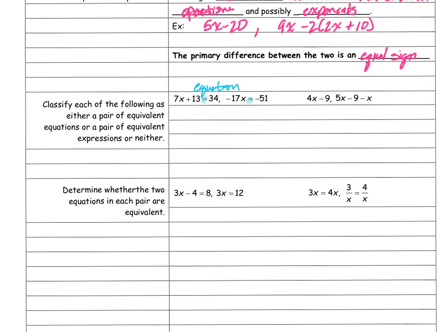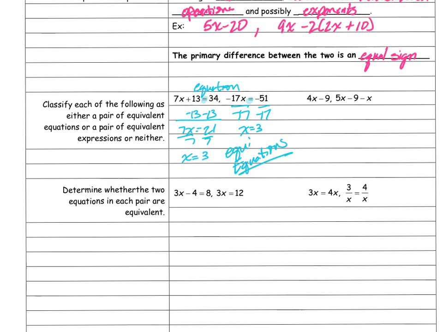Okay, so now we're just going to solve for x. On the first one, I'm going to subtract 13, and then I get 7x equals 21. Divide by 7, so x equals 3. And then on the second one, I'm going to divide by negative 17 on both sides, and x equals 3. So these are equivalent equations.